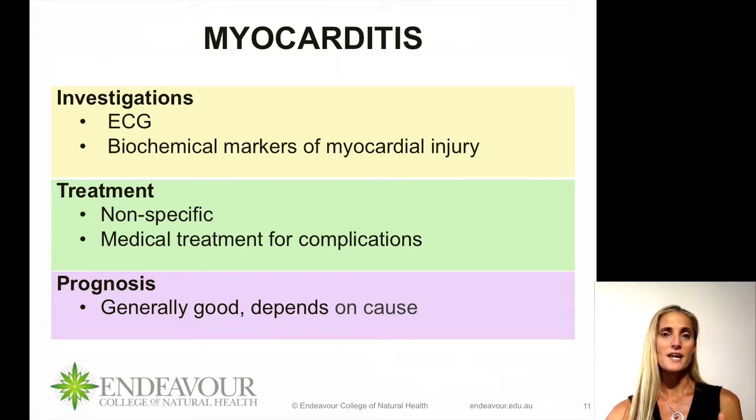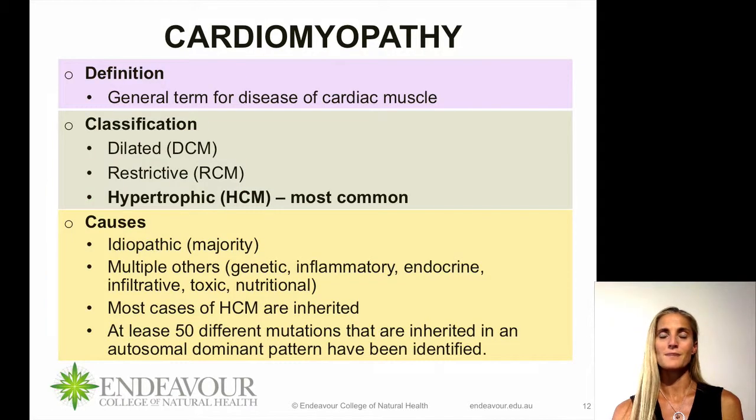Investigation: ECG and, as mentioned, those same biochemical markers of myocardial injury, so the troponin I and T and creatine kinase. Treatment can be non-specific, or you can look at specific antimicrobial treatment if you know what kind of microbe or pathogen is the cause. People should be avoiding intense physical exercise to take that load off the heart. Prognosis is generally good for myocarditis, but as mentioned there, it does depend on the cause.